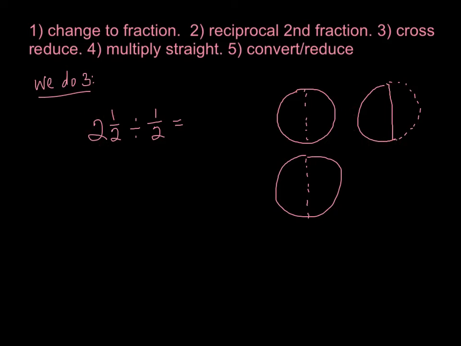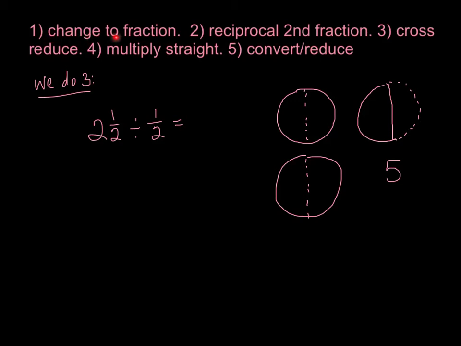This is 2½ pizzas. If I divide that into how many half pieces I'll get, it would be 1, 2, 3, 4, 5 half pieces. So your answer should be 5. How many halves can you get from 2½? So let's go ahead and now take it through the steps.